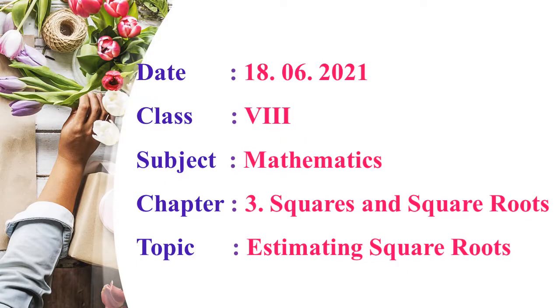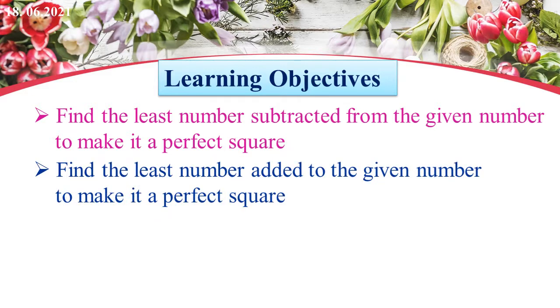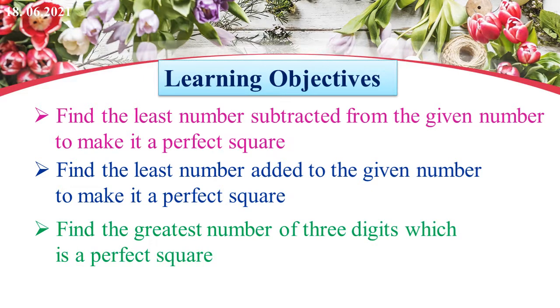In this video we are going to learn 8th standard mathematics chapter 3, squares and square roots, topic: estimating square roots. In this session we are going to cover these topics: find the least number subtracted from the given number to make it a perfect square; find the least number added to the given number to make it a perfect square; find the greatest number of 3 digits which is a perfect square; and estimating square roots.